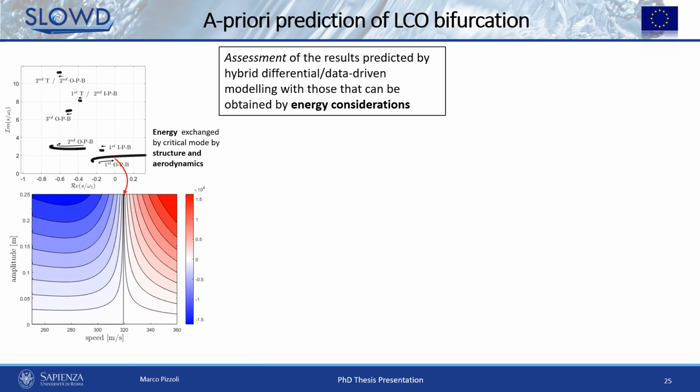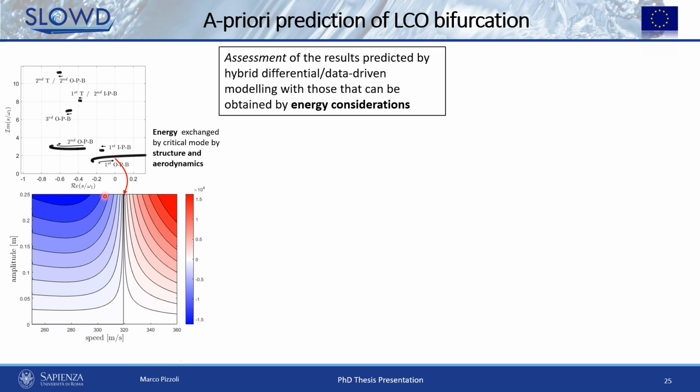In particular, it is also possible to make an a priori estimate of the bifurcation diagram, reasoning from the energetic point of view, and specifically assuming that the aeroelastic response is solely determined by the critical mode corresponding to this unstable branch shown in this stability scenario of the system. The energy exchanged between structure and aerodynamics as the flow amplitude and velocity change can be calculated and reported here in this map on the left.